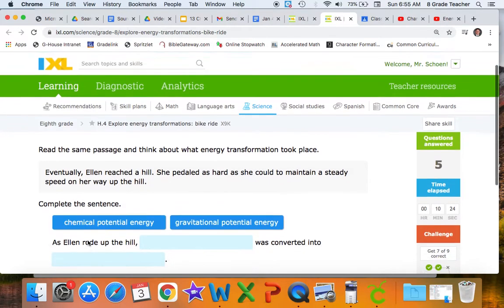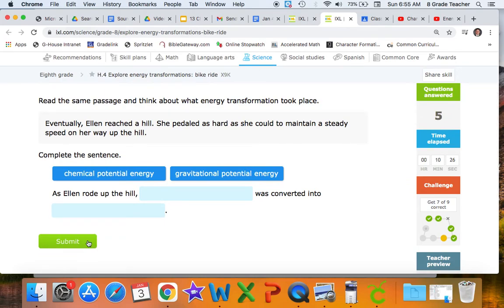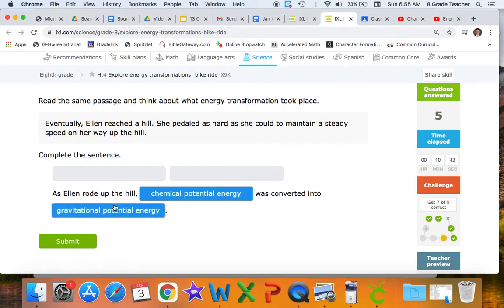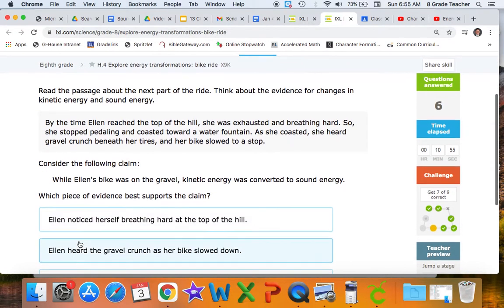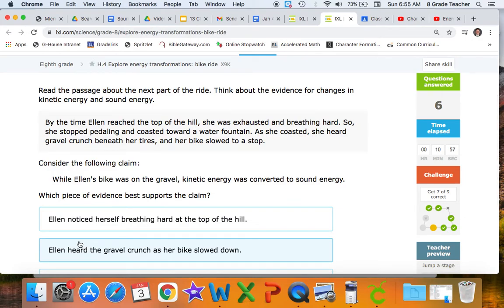Nice work. Read the same passage, think about the energy transformation that's taking place. Eventually, Ellen reached a hill. She pedaled as hard as she could to maintain a steady speed on her way up the hill. Complete the statement. As Ellen rode up the hill, chemical potential energy was converted into gravitational potential energy. So she's going up the hill. The energy of position is now increasing as what's being used up, the chemical potential energy of her muscles, is being consumed.